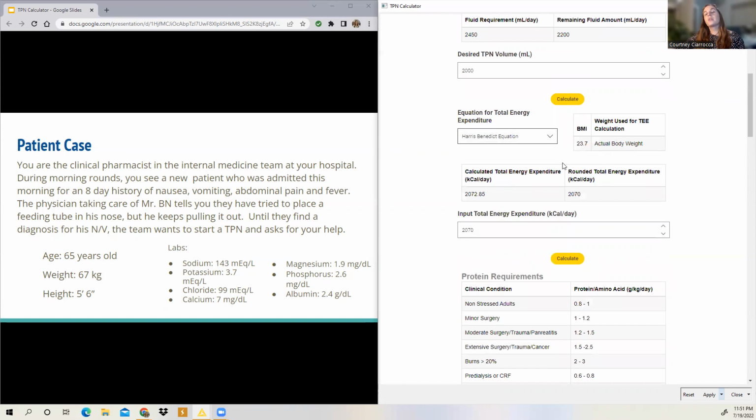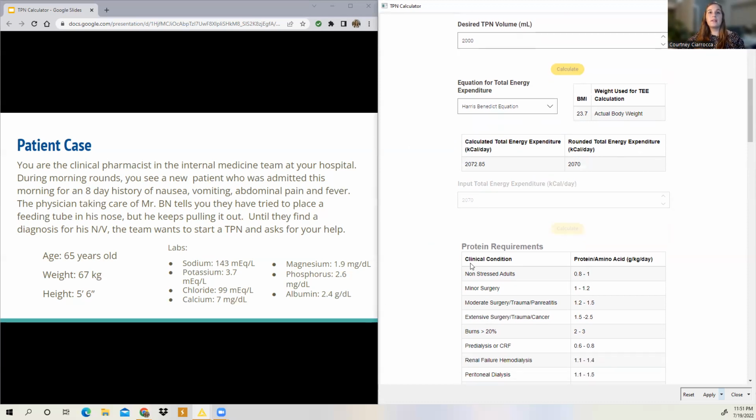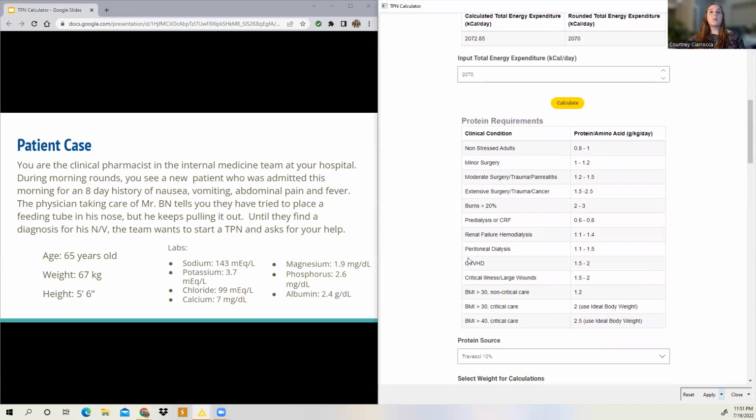And more so for the other equation, but depending on what their BMI is, that affects if you want to use their actual or their adjusted body weight. But for this one, it's indicating that we'll just continue using the actual body weight. And so for this one, it doesn't give us a range, it just gives us a value, and then we round it up. And so we want to use that rounded value for our calculations going forward, and so we'll just go ahead and calculate that too, and then we'll roll right into our protein requirements.